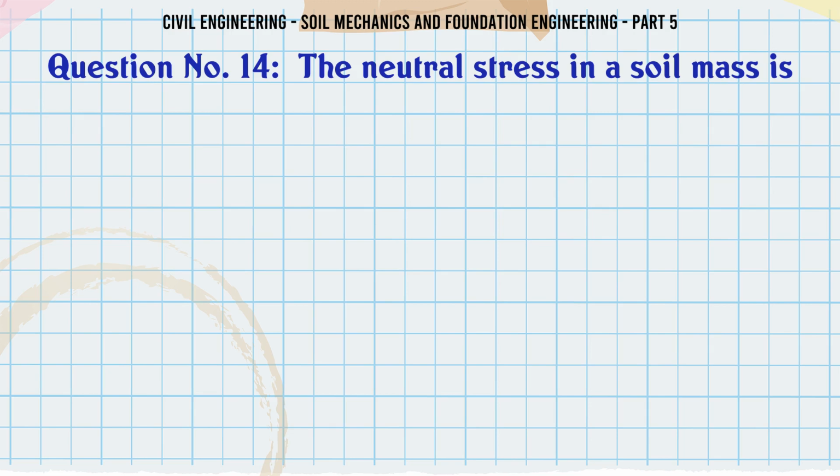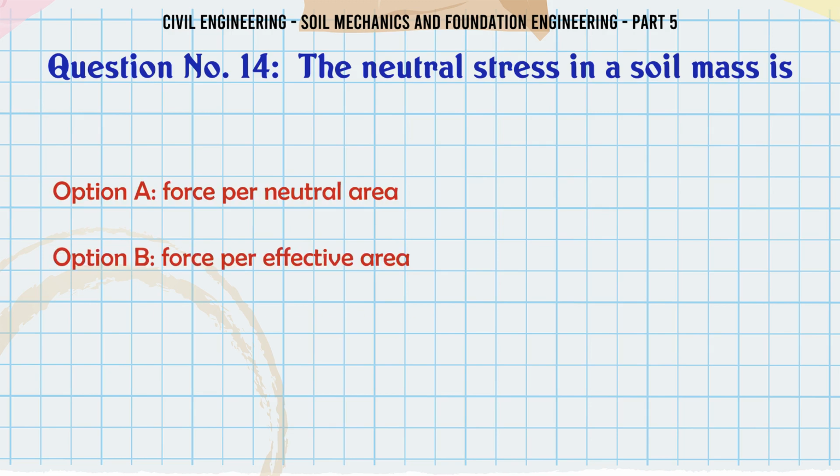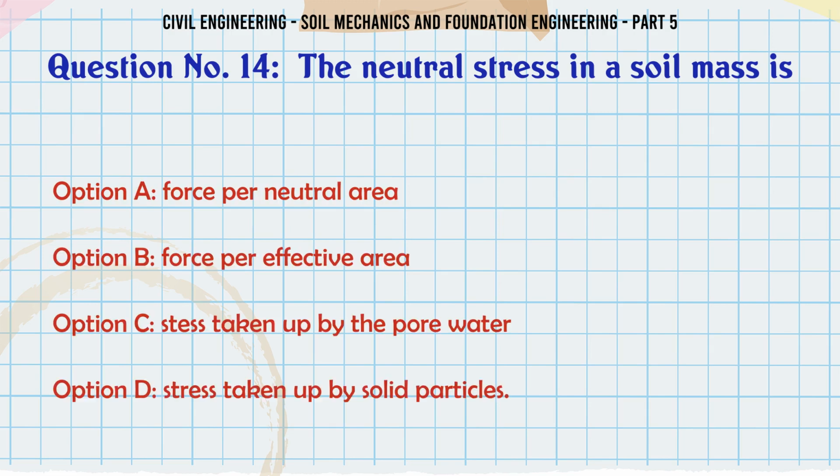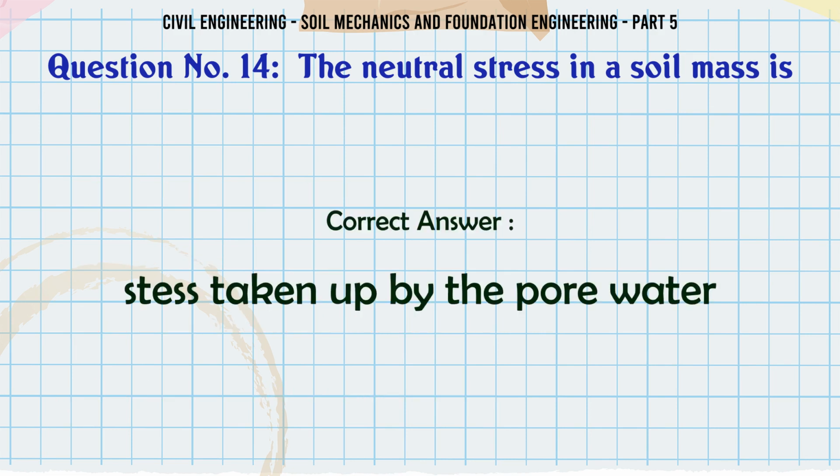The neutral stress in a soil mass is: A. Force per neutral area. B. Force per effective area. C. Stress taken up by the pore water. D. Stress taken up by solid particles. The correct answer is stress taken up by the pore water.